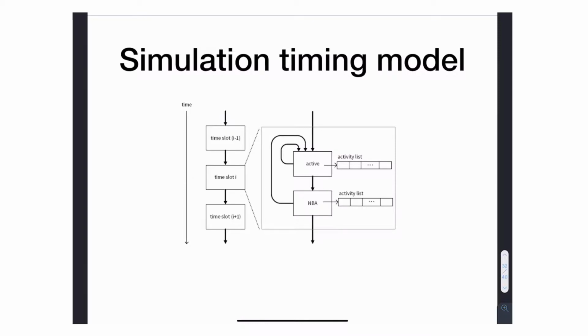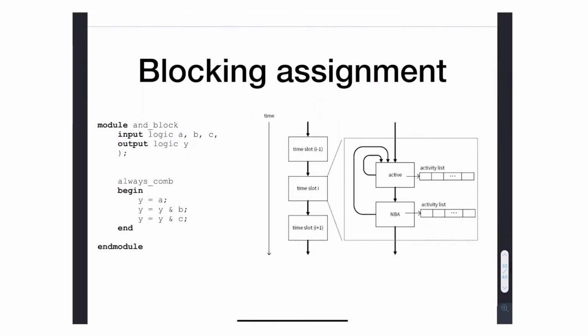Usually the input comes from the previous time slot and then you move to the next time slot. You have a bunch of activities arranged in a list, and you do them one by one, usually sequentially. Then the non-blocking assignments happen here. So let's see how blocking assignments actually work.